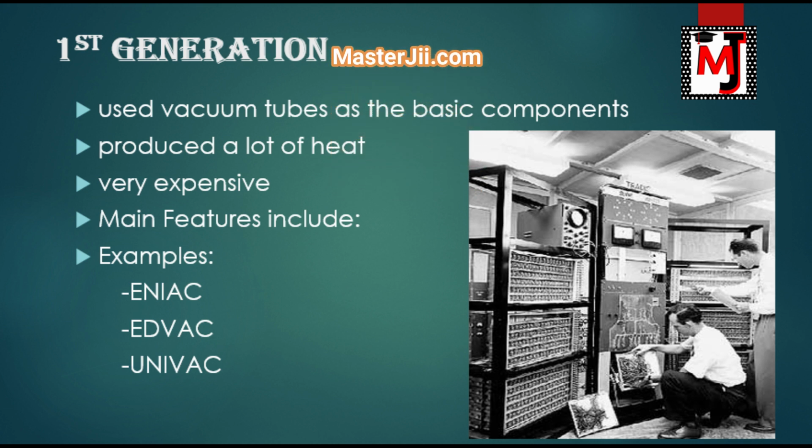Now the main features of the first generation computer are: vacuum tube technology, unreliable, supported machine language only, very costly, generated a lot of heat, slow input output devices, huge size, need of AC, non-portable, consumed a lot of electricity. Its examples include UNIVAC, EDVAC, IBM 701, IBM 650.